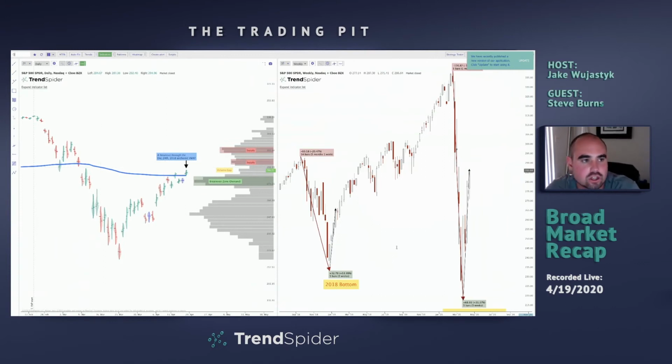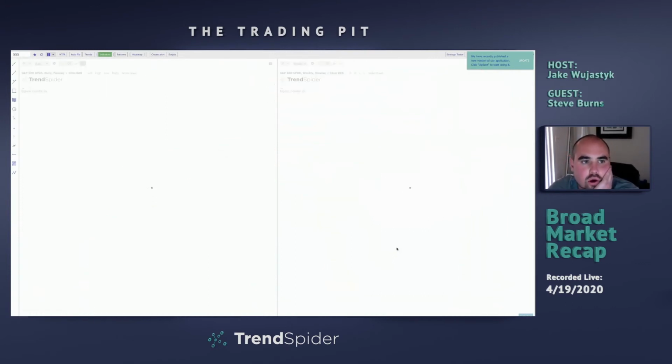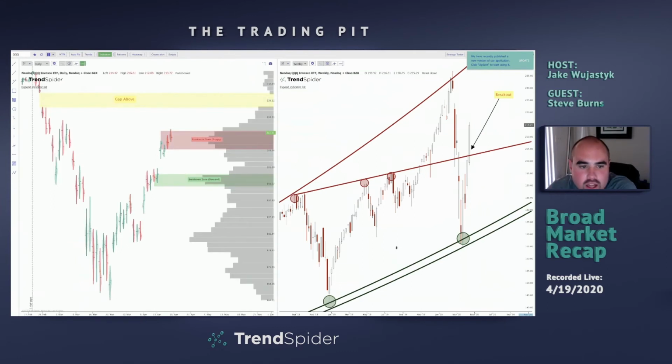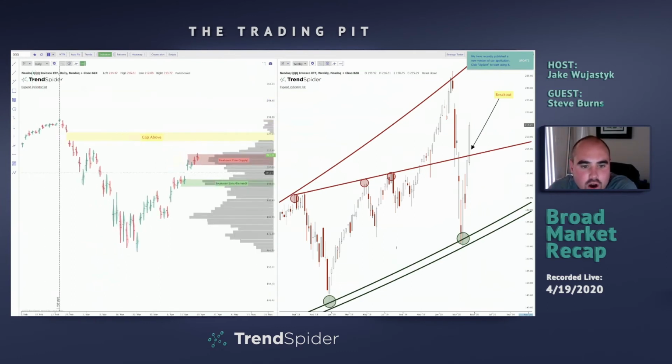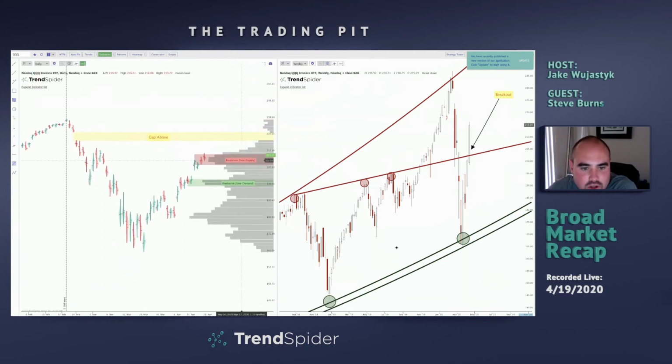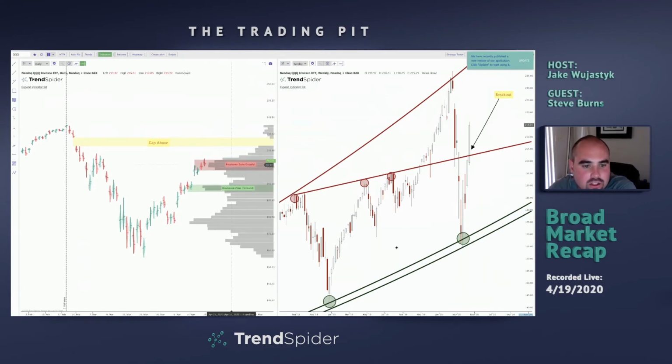Moving on to the Qs, I wanted to go over a couple different things. One, you can see that we're already in this supply zone on the Qs, and you can see how much SPY is really lagging the Qs right now. So technology has definitely been a leader.